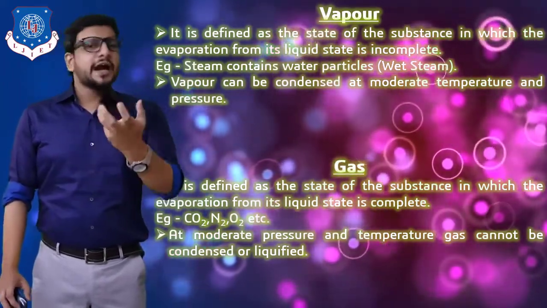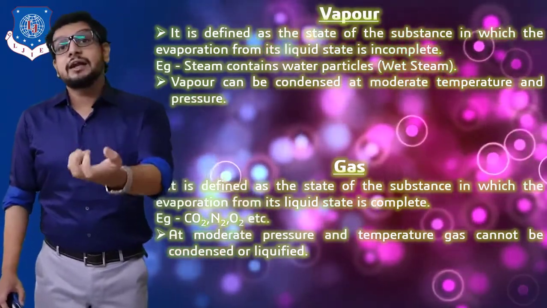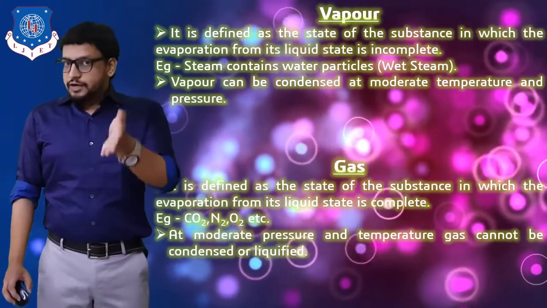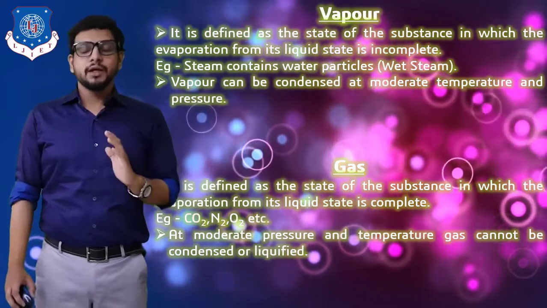Similarly, taking an example of nitrogen. Nitrogen gas has a boiling temperature of minus 212 degrees Celsius, which means if we need to liquefy nitrogen, we need to cool it down below its boiling temperature.